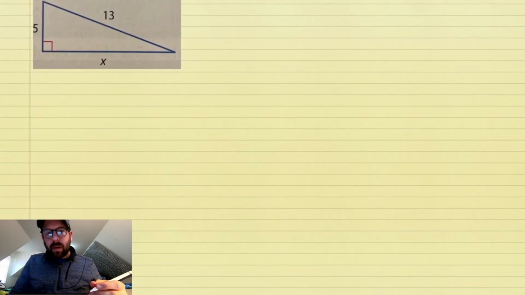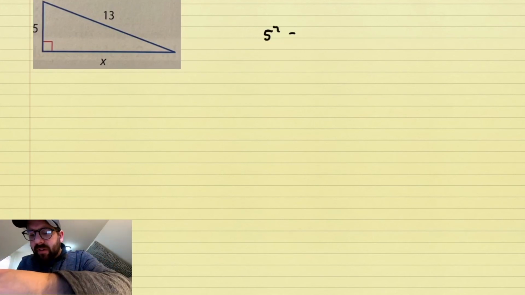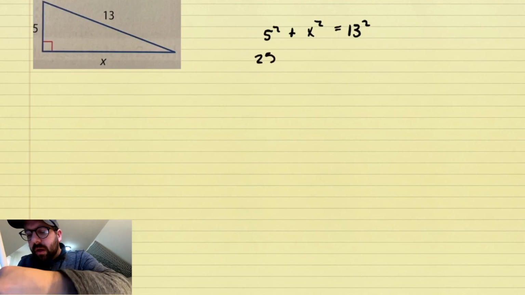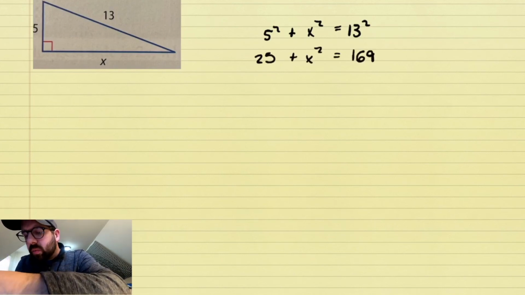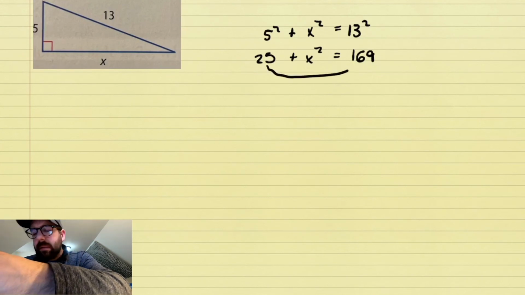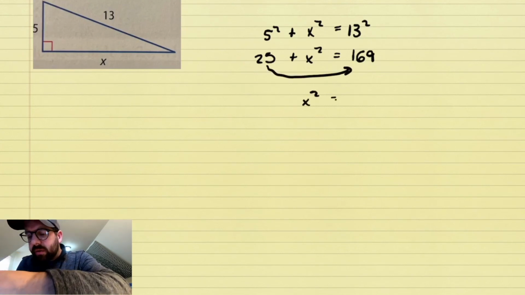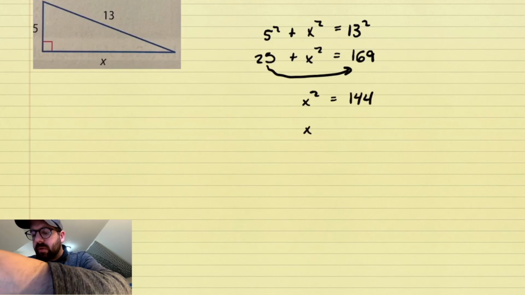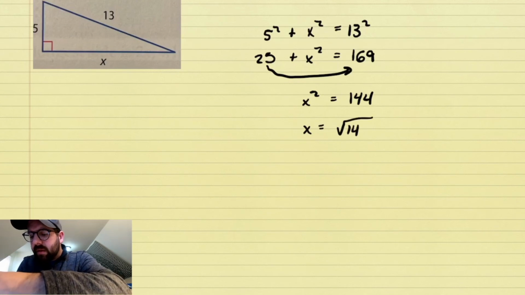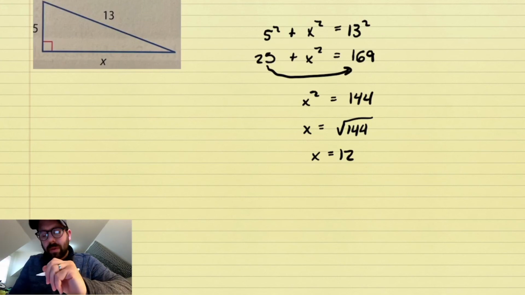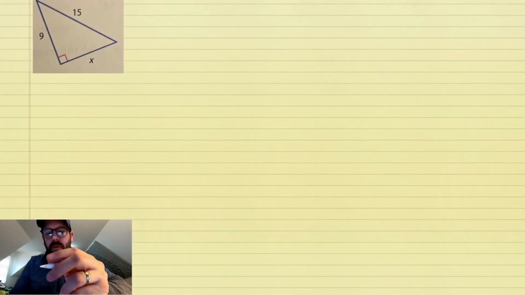We only got about 4 problems left here, 5 problems left. So we have 5 squared plus x squared equals 13 squared. 5 squared is 25, and then x squared, and then 13 squared is 169. It's 13 times 13. I'm going to subtract the 25 across, so I get, what is that, 144? And that has a nice clean square root, which should be a nice perfect 12. So again, working out nice and pretty on some of these.